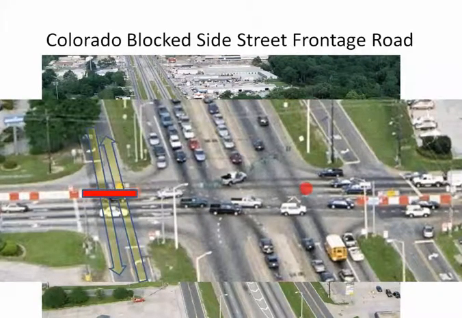And this is another snapshot of the same location, Colorado, where you can see the Jersey barrier just to block the through movement, just to let the drivers know these service roads are not continuous.